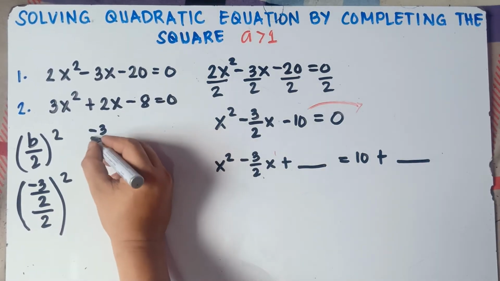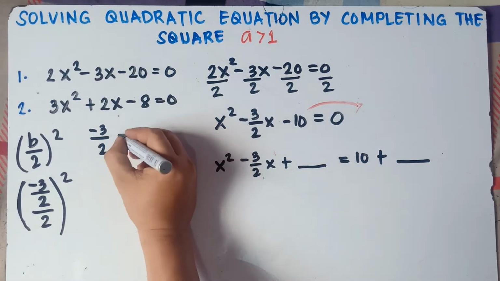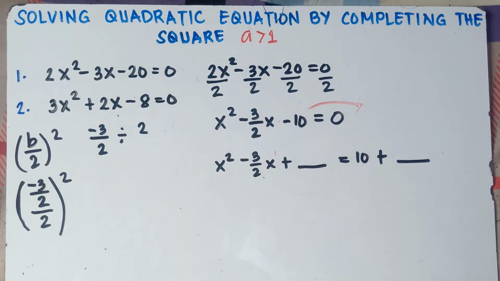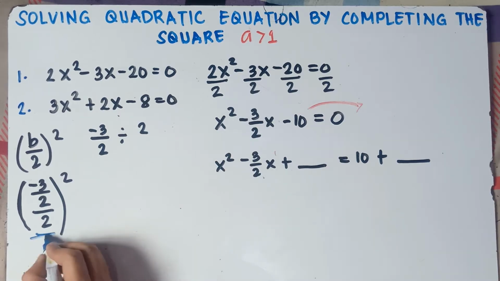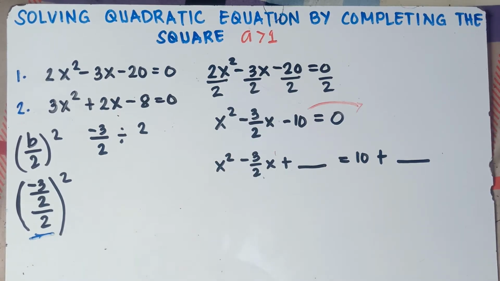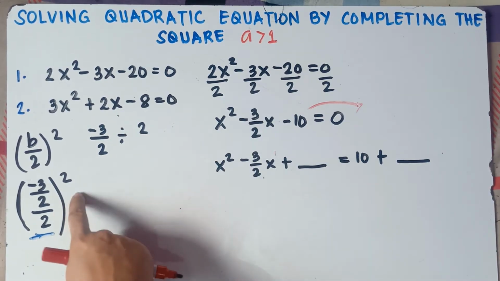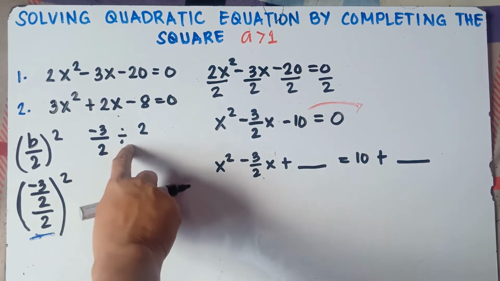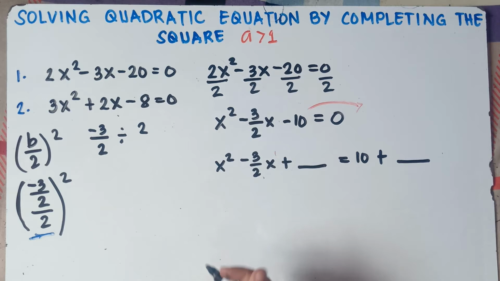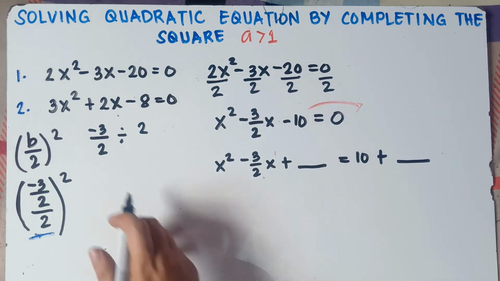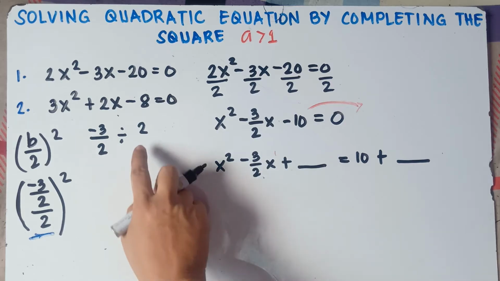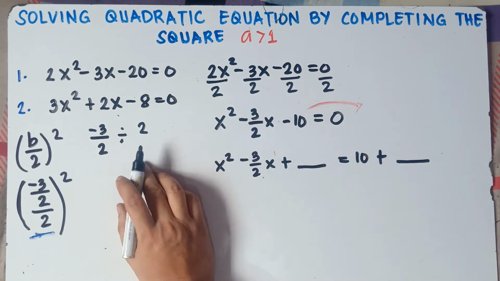Negative 3 over 2 divided by 2. Once again, class, let me just simplify inside these parentheses before we do the square. So this will be negative 3 over 2 divided by 2. Always remember this one, class, that in fractions, you cannot divide the fractions directly. You need to get the reciprocal of the divisor, then you proceed to multiplication.